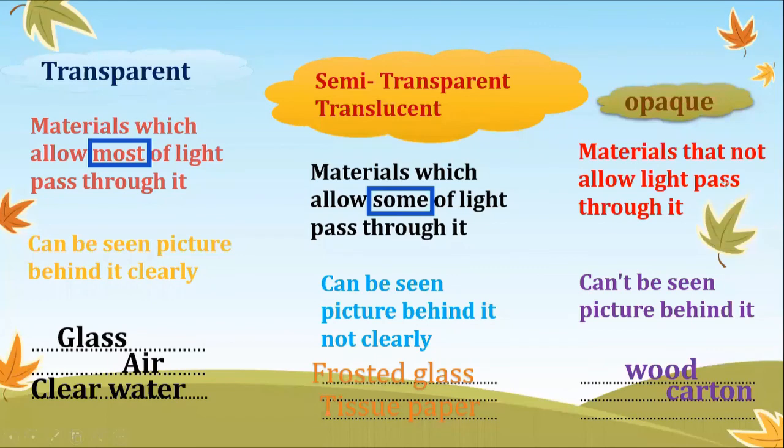The difference between the three materials: some, most, not. Transparent allows most of light. Semi-transparent or translucent allows some of light. Opaque does not allow light. Okay? And you must know the examples for each one.